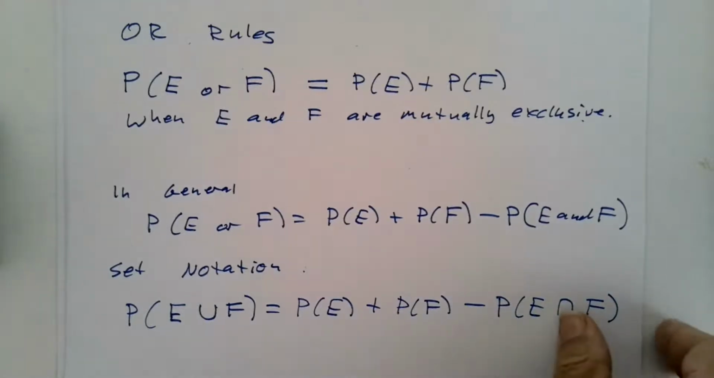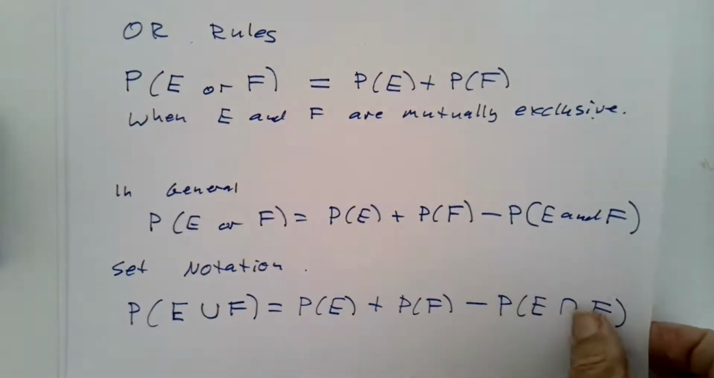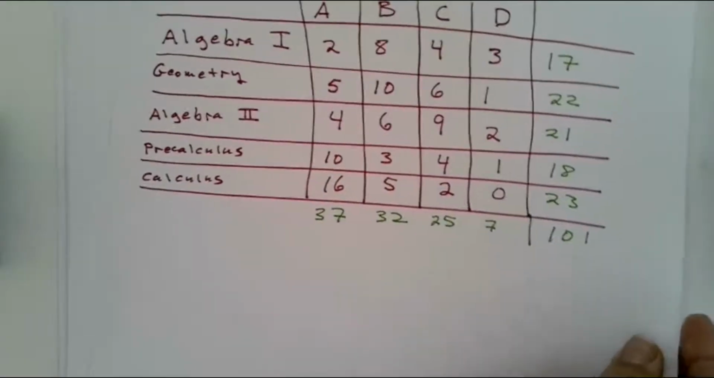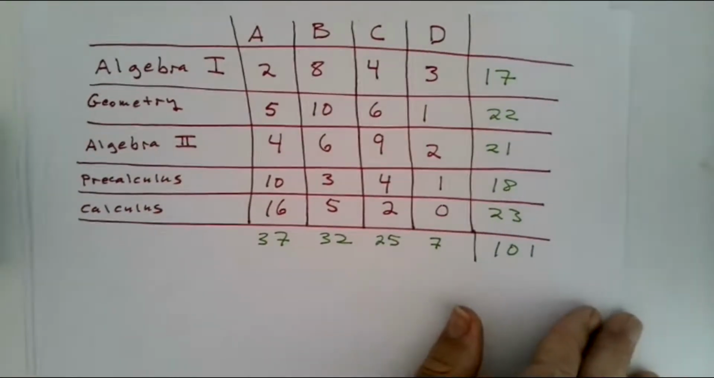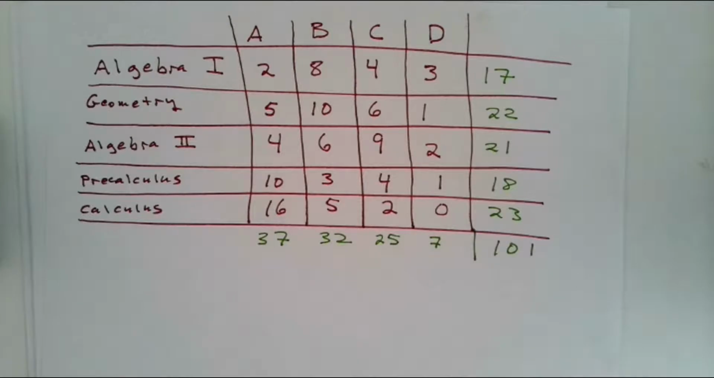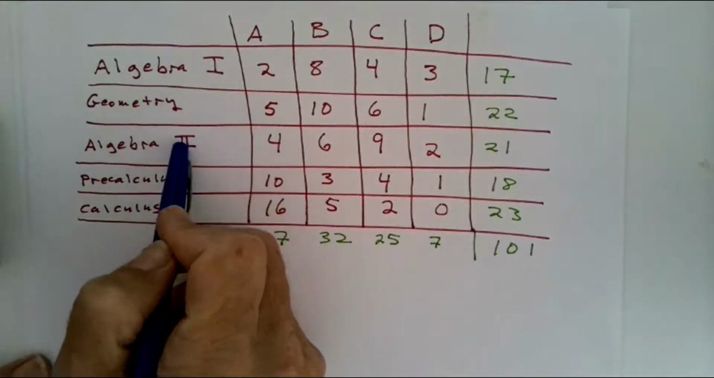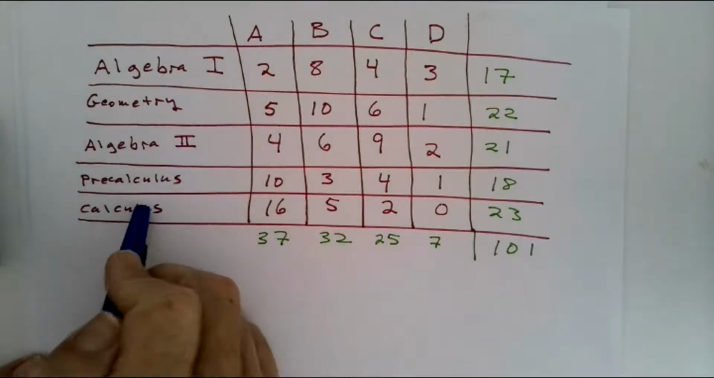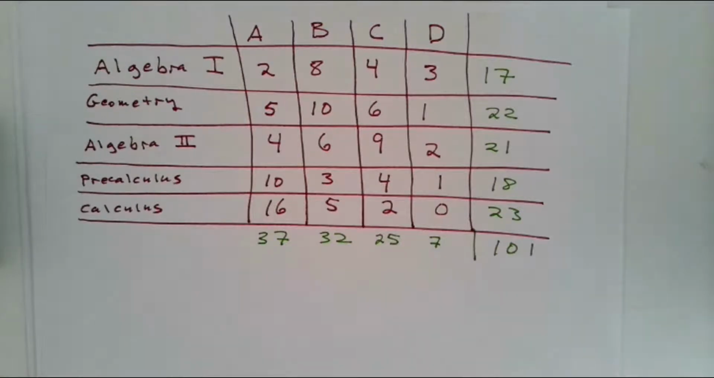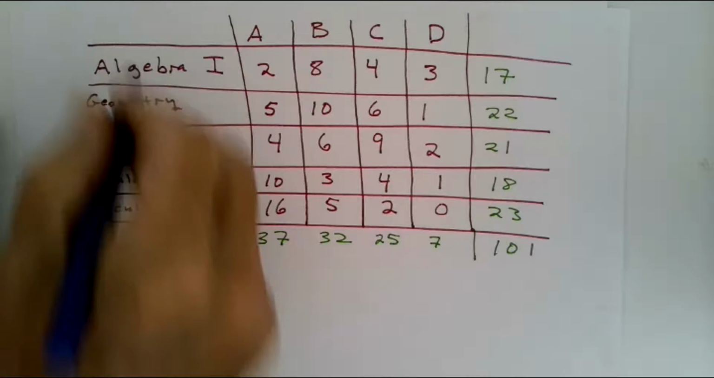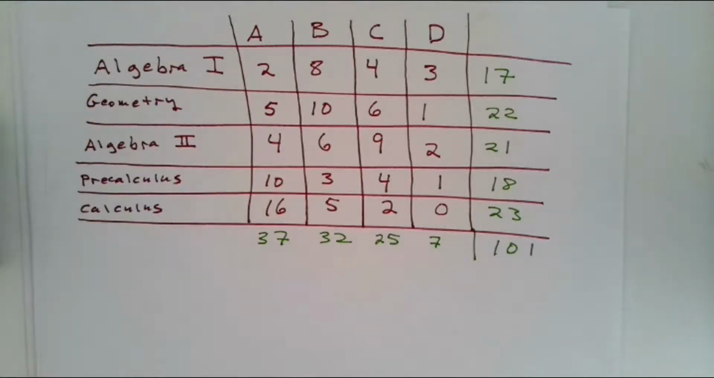All right, let's take a look at a set of grades from various classes, and then we'll try to answer some questions about these. Students at a high school take either Algebra 1, Geometry, Algebra 2, Pre-Calculus, or Calculus. Let's say every student is in just one math class, and every student gets a grade.